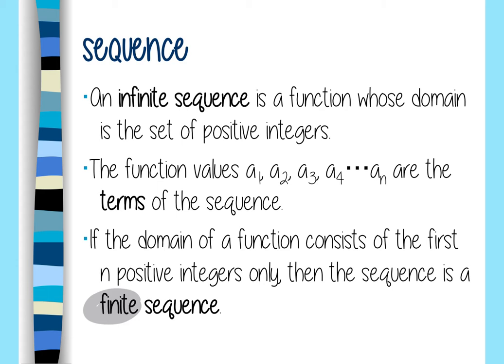The names of these terms are going to look like this. A sub 1 is the first term in the sequence. A2 is the second term in the sequence. A3 is the third term, A4, and so on and so forth. N represents the last term in the sequence. So if there's 6 terms in a sequence, then N is 6.